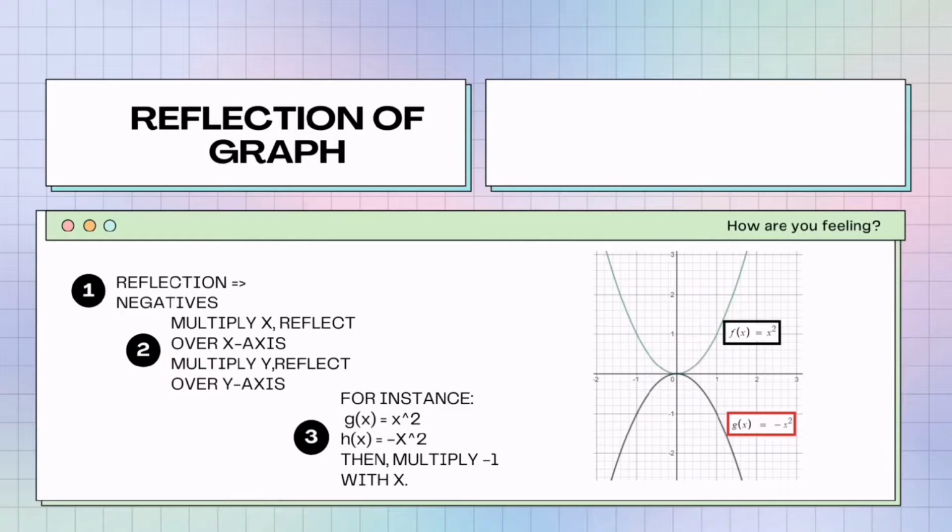Last but not least is reflection of graph. Reflection is when the function is negative, either on the inside or the outside of the function. When the negative is on the outside, multiply the y coordinate, then the graph will reflect over the x-axis, and when the negative is on the inside, you will multiply the x coordinate, and the graph will reflect over the y-axis. For instance, the function f(x) equals negative x to the power of 2, then multiply negative 1 with the y coordinate. Based on the picture in this video, you can see that the graph is reflected over the x-axis.